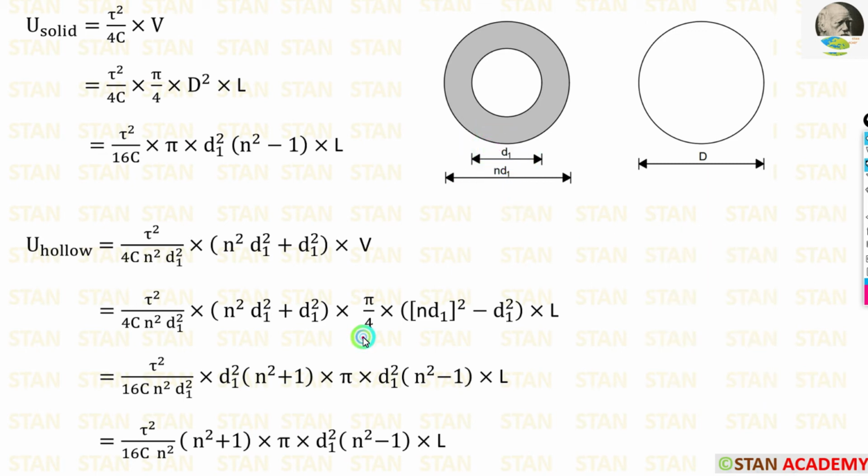We know the volume is area into length. The area of the hollow shaft is pi by 4 into the outer diameter square minus inner diameter square. Here 4 into 4 we get 16. Here d1 square is common, so we take it outside, and we get d1 square into n square plus 1. In the volume term also d1 square is common, so finally we get d1 square into n square minus 1. Then we can cancel one d1 square against d1 square. Finally we get this value.